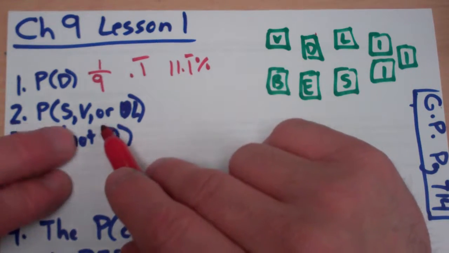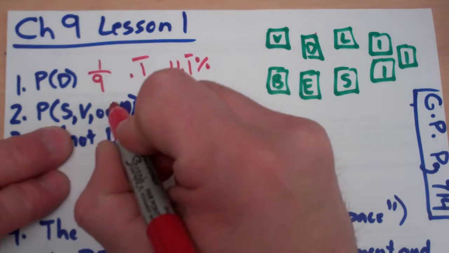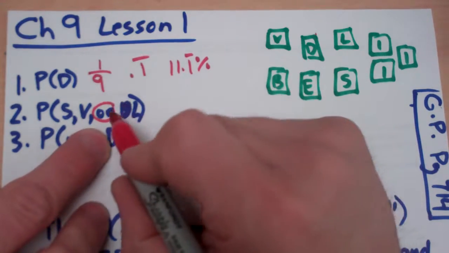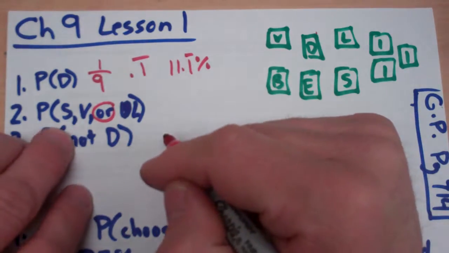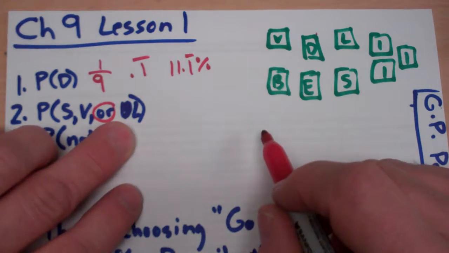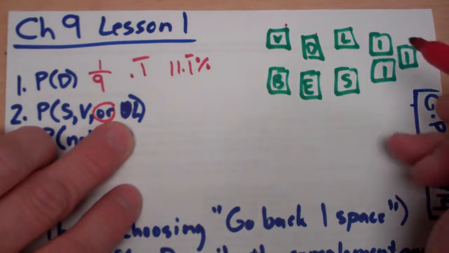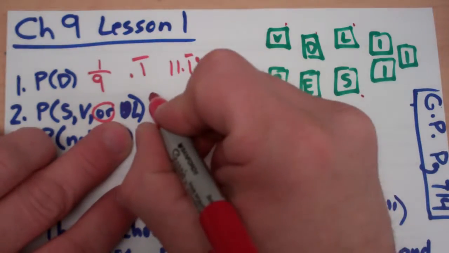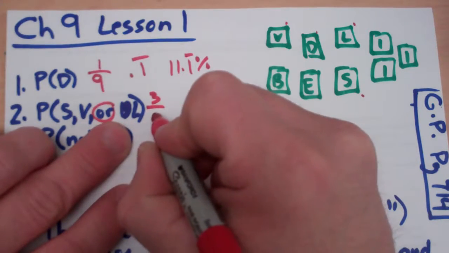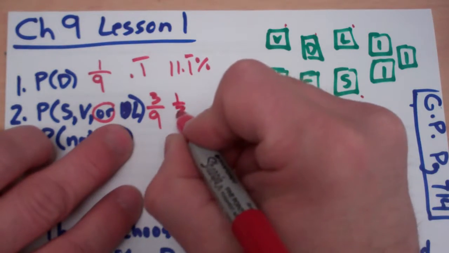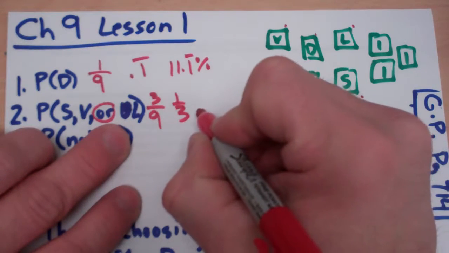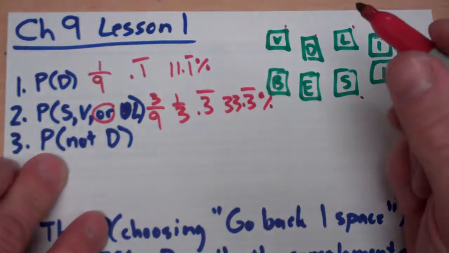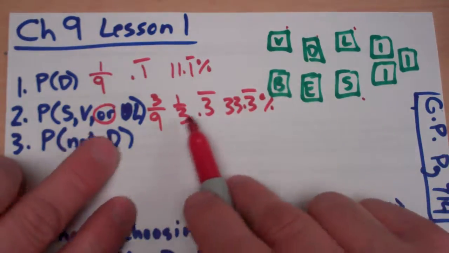Second one, probability that I get an S, a V, or an L. Either or is what that's really saying. Either I get an S, or I get a V, or I get an L. So let me check that. S, V, or L. There's a winner, a V. There's a winner, an L. There's a winner, an S. I have 3 ways to win, 3 ways I can win it out of 9. Well, I'd simplify that to 1 out of 3. I would divide that, it'd become 0.3 repeating, which is 33.3 repeating percent. And those are my probabilities that will happen.